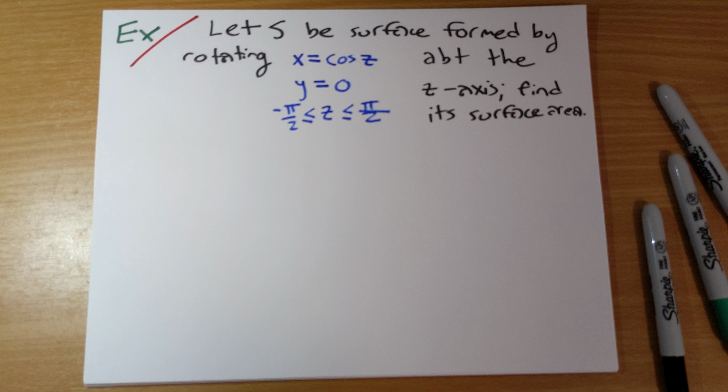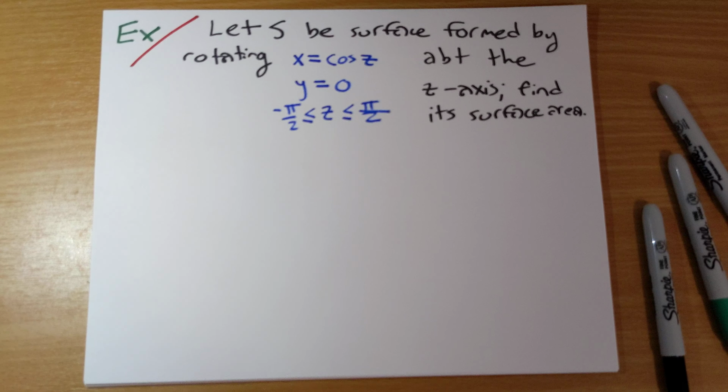Here is one more example using our surface area formula. Let S be the surface formed by rotating the curve x equals cosine z, y equals 0, for z between negative pi over 2 and pi over 2, about the z-axis. Find its surface area. So before we do anything else, we should be drawing a picture here.